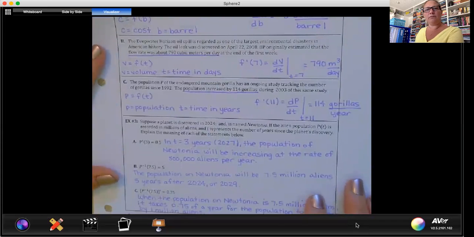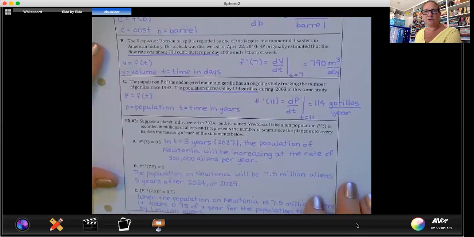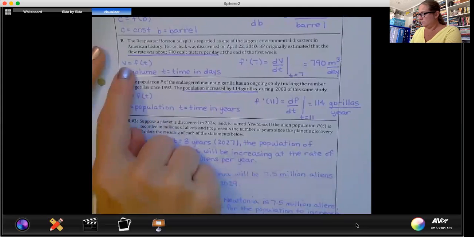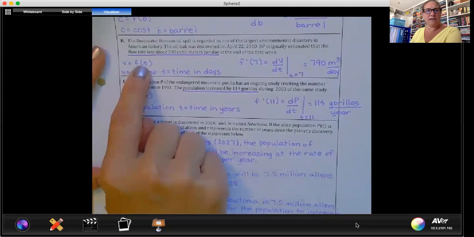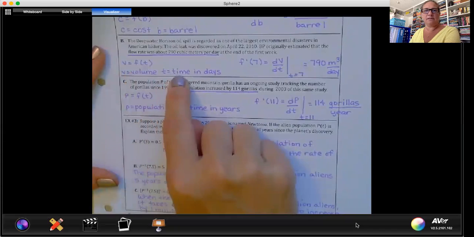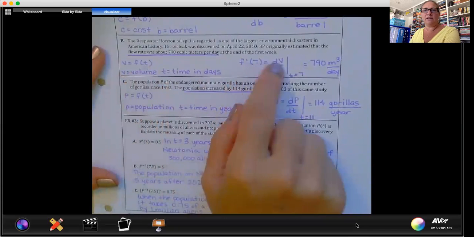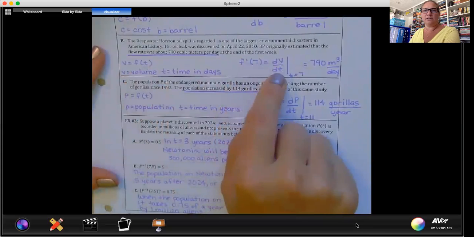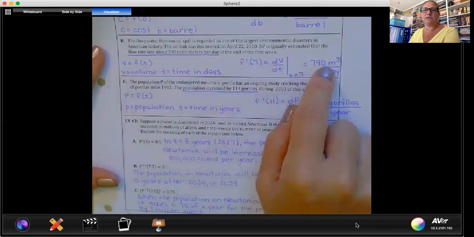Part B, the Deepwater Horizon oil spill is regarded as one of the largest environmental disasters in American history. The oil leak was discovered on April 22nd, 2010. BP originally estimated that the flow rate was about 790 cubic meters per day at the end of the first week. Volume is F of T, time is in days. So F prime of 7 is the change in the volume over the change in time when time is 7, which is 790 meters cubed per day.